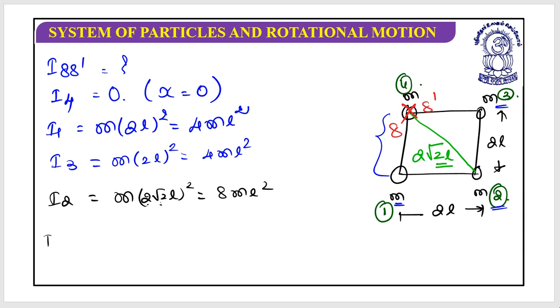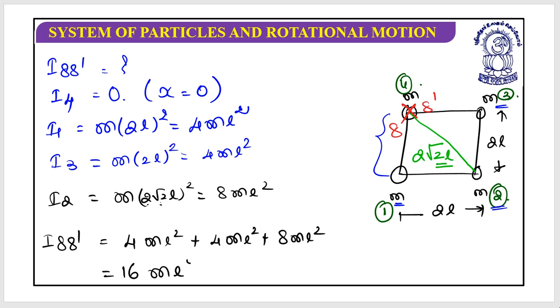So this moment of inertia 8 8 dash is equal to 4 mL square plus 4 mL square plus 8 mL square. This is equal to 4 plus 4 is 8, 8 plus 8, it's 16 mL square. I hope this is clear and you get this clearly. What was your answer? Was it the same? Are you sure?